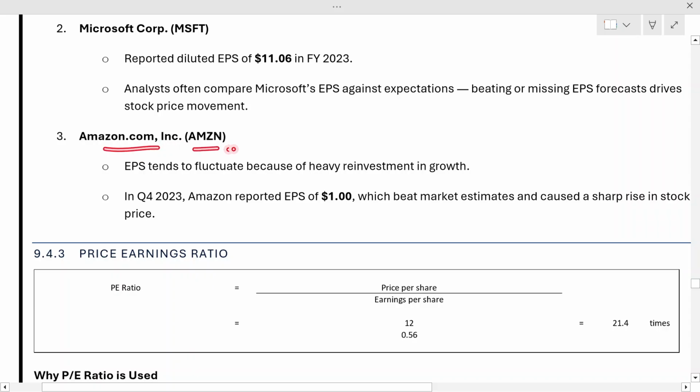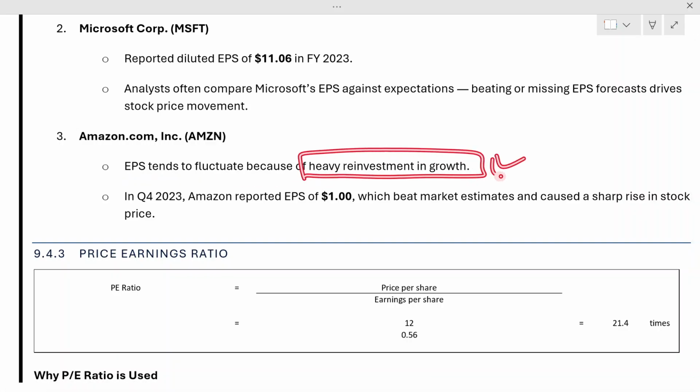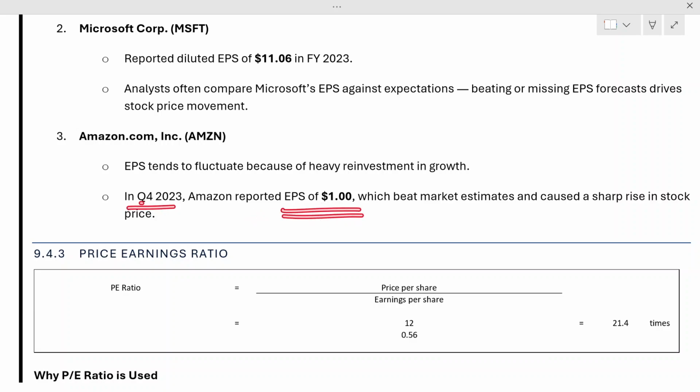If we see Amazon Incorporated, Amazon's EPS tends to be fluctuating because of heavy reinvestment in growth. They have very huge investment, and that investment gets the money from the net earnings available to equity shareholders. So whatever money Amazon earns, they keep on reinvesting it. In quarter 4 of 2023, Amazon reported EPS of $1, which beat market estimates and caused a sharp rise in stock prices.